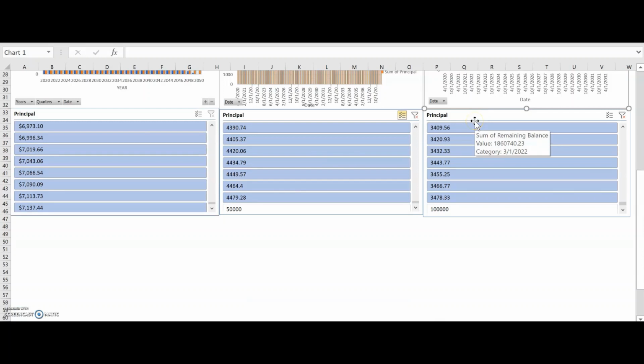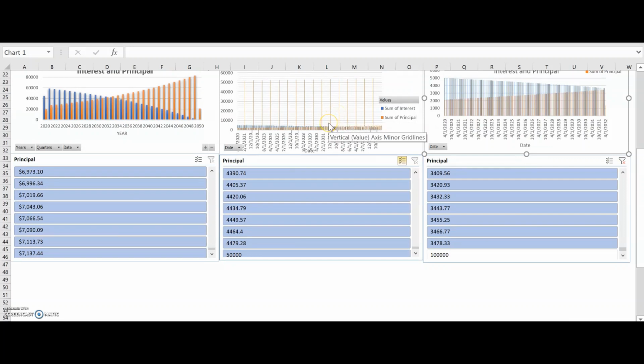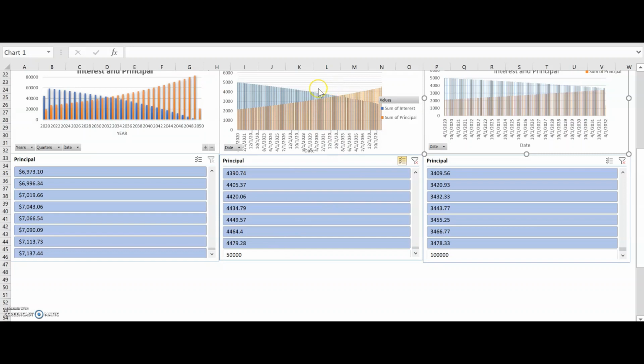Now, if you look over here, I had to take away the $50,000 and $100,000 principal loan deposits because I did want to show the visualization of the conversion ratios, interest to principal, more clearly. Obviously, that messes up the data.